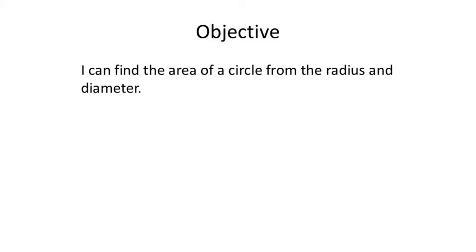Here's our objective. I can find the area of a circle from the radius and diameter. Take 30 seconds and copy this down, please. So last time we talked about the circumference of the circle. This time we're looking at area. So the formula is a little bit different today.